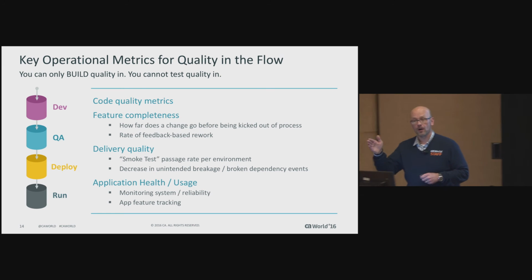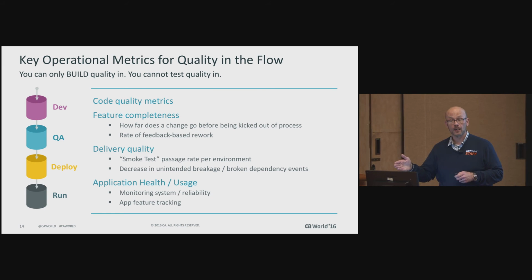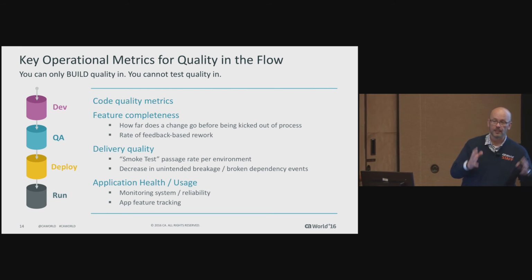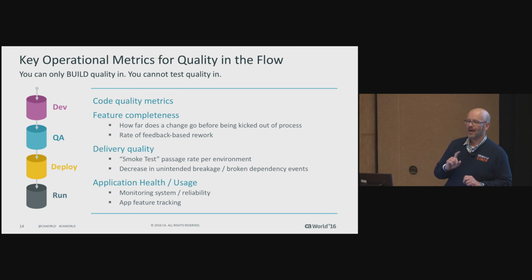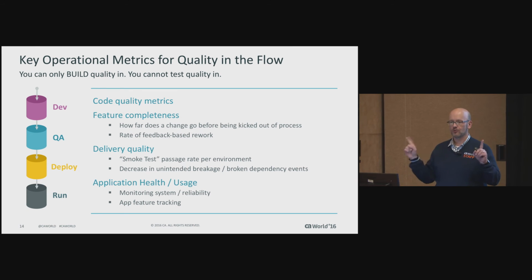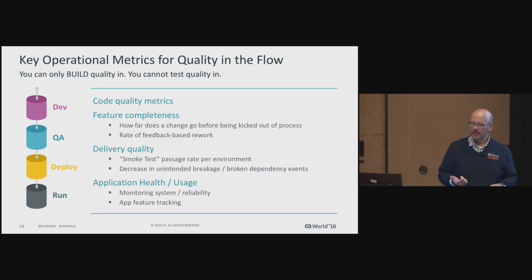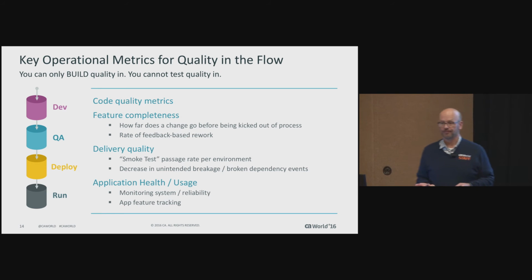If it goes far, but it gets rejected at UAT, that tells me something different. That tells me that I may be developing brilliantly, but I'm not understanding the requirements. And that's a different problem. I'm going to fix those two problems very differently. What's my rate of feedback-based rework?